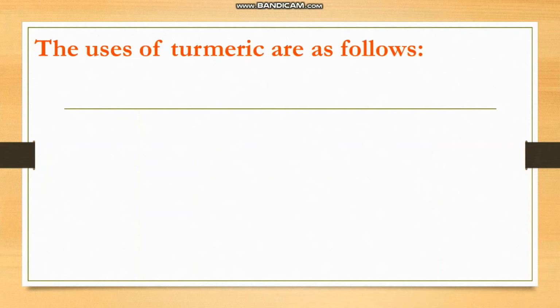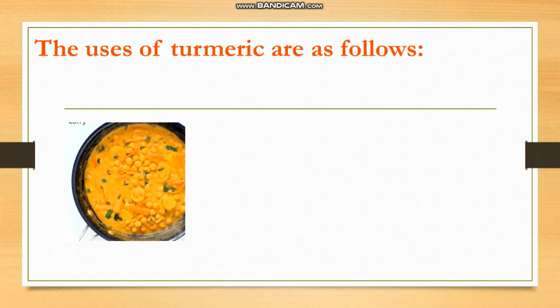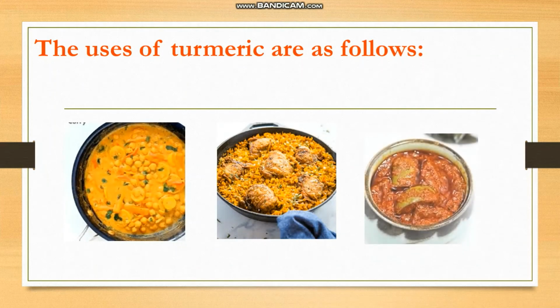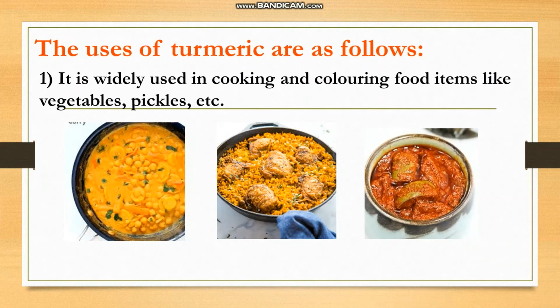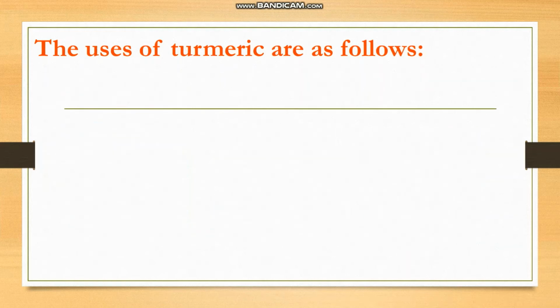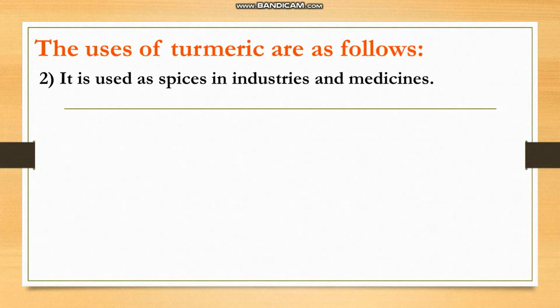Now, can you tell me some uses of turmeric? Yes, it's used in so many food items that we eat every day. It brings out the taste and the color as well. It's widely used in cooking and coloring food items like vegetables, pickles, etc. It is also used as a spice, in industries and medicines.